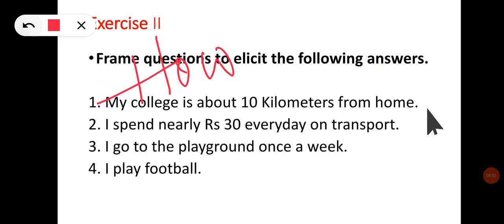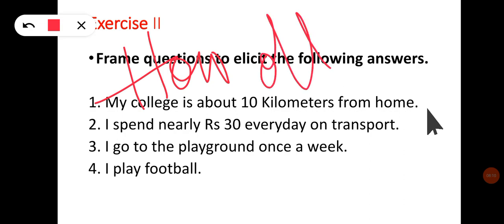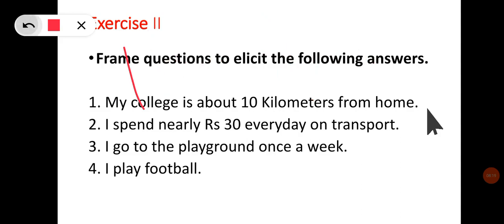Next one, I go to the playground once a week. What is the question here? How often do you go to playground? Okay, how often do you go to playground? I go to playground once a week.